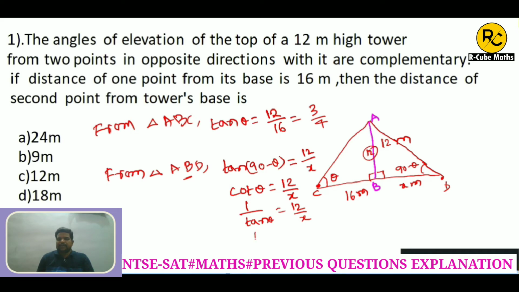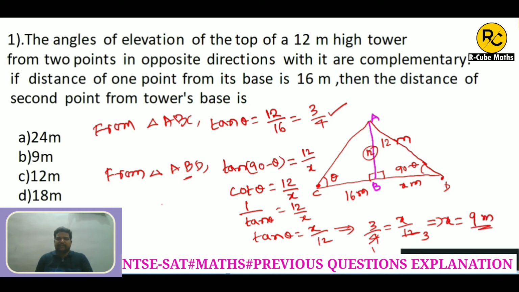So here tan theta is equal to x by 12. Substitute the tan theta value, 3 by 4. Substituting here, 3 by 4 equals x by 12. So 4 1s are 4 and 4 3s are 12, so from this we get x is equal to 9 meters. So 9 meters is the answer. From the given alternatives, B is the right answer.